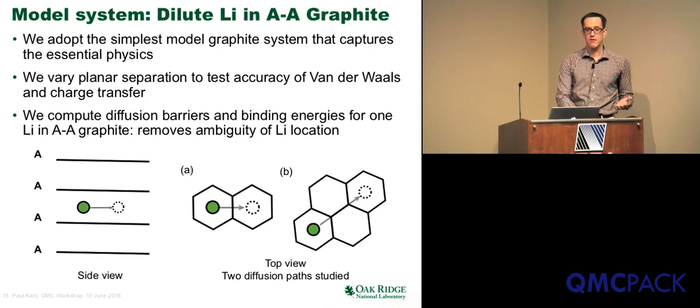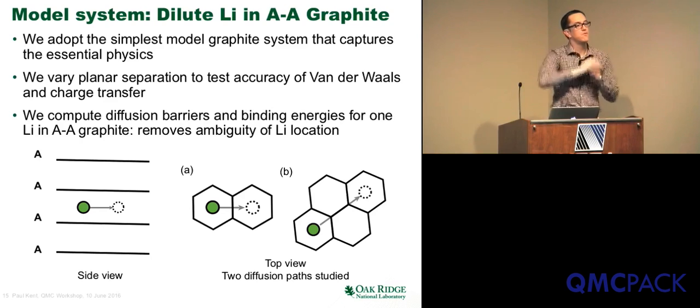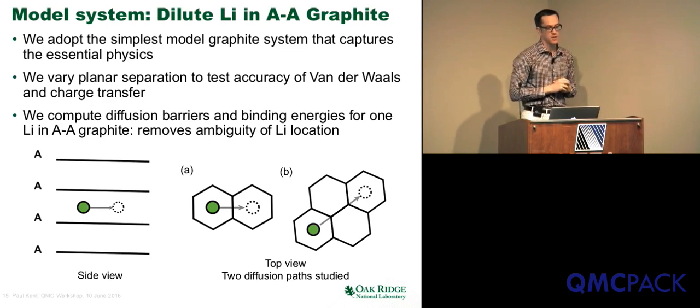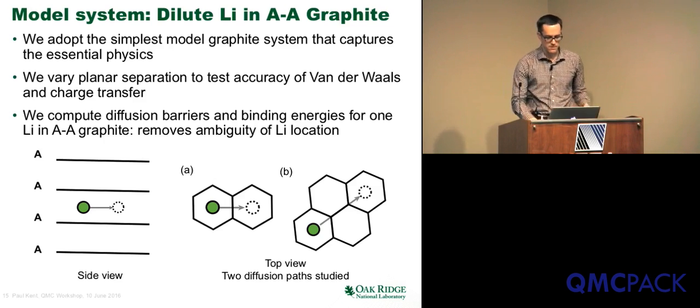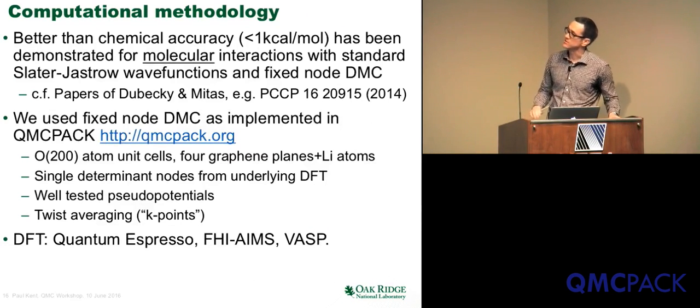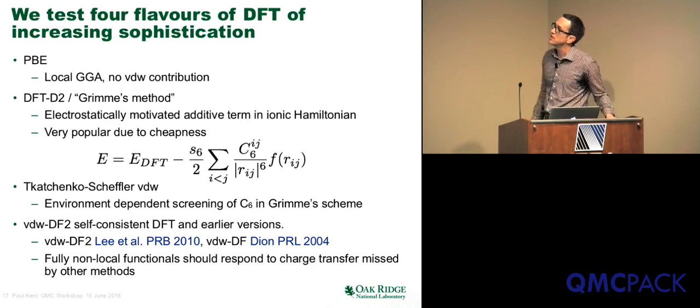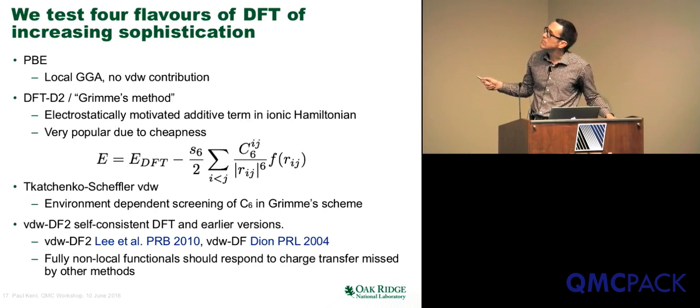So we're going to do a very simple calculation. We're going to have aligned planes, and we're going to vary the separation. Then later on, we're going to add some lithium atoms in the middle and move them around, look at the diffusion barriers, and look at the binding energies. The computational methodology shouldn't surprise anybody here. I think I've touched on this. We also looked at various DFTs, so local DFT, and DFT-D2, which is Grimme's method, sort of like a Lennard-Jones style addition, adding a term to the Hamiltonian based on the polarizability of the atom.